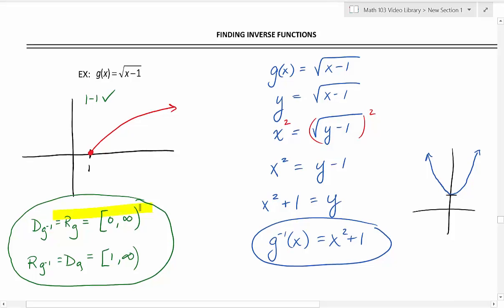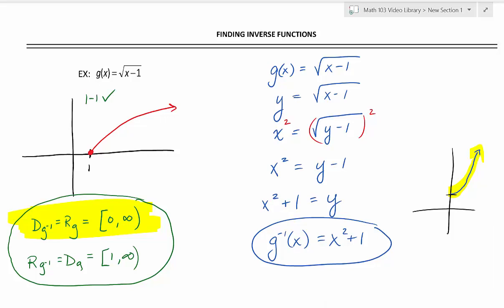But note that we have a domain restriction. It says that the domain of G inverse is only from 0 to infinity. So we're only looking at this half of the parabola. We're not looking at the left side at all. It's outside the domain. And since we're only looking at half of the parabola, it does pass the horizontal line test.